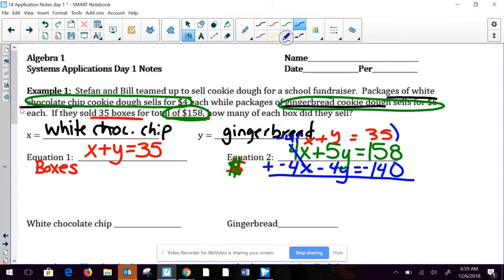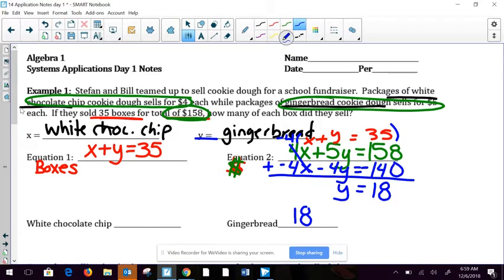What is 5y's plus a negative 4y? Great job, I just have a single y left. And what is 158 plus a negative 140? 18, good job. So the number of gingerbread boxes that I have is 18. The reason I know it's gingerbread is because I say it's Y, and Y is gingerbread.